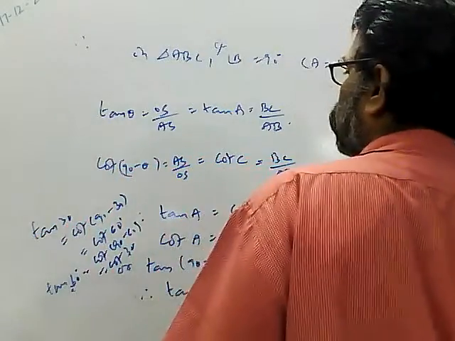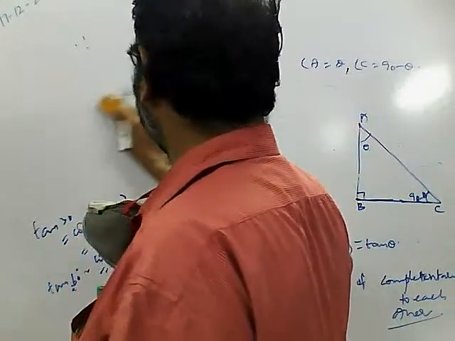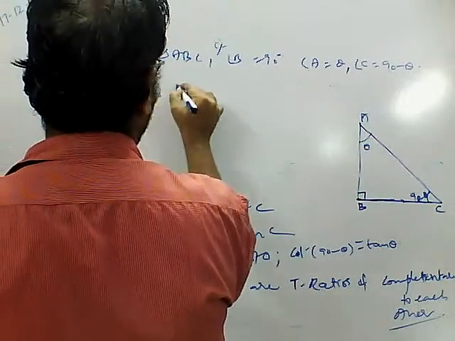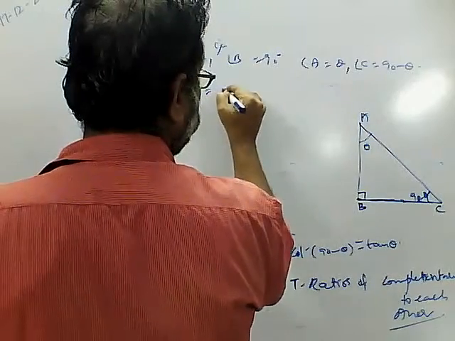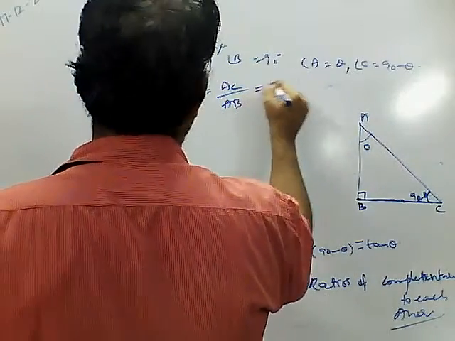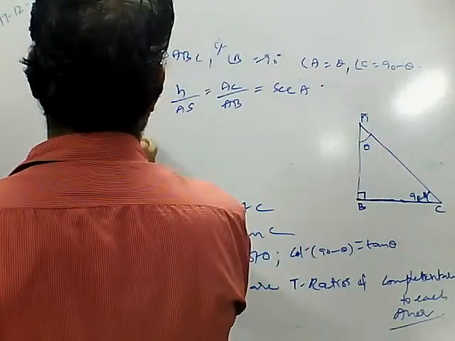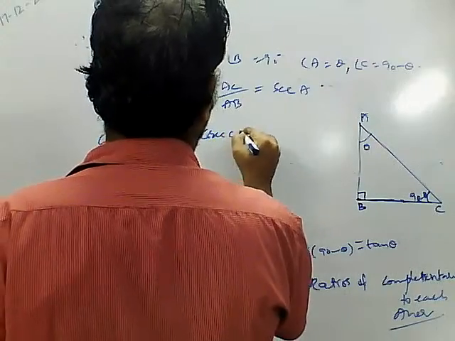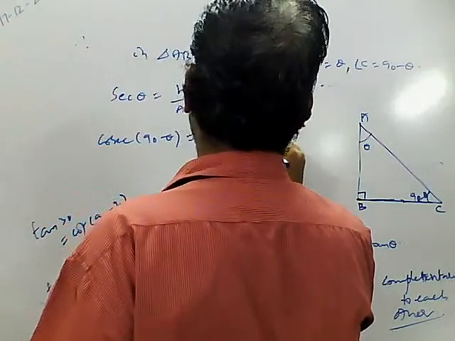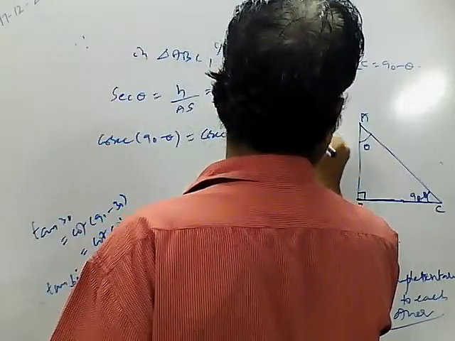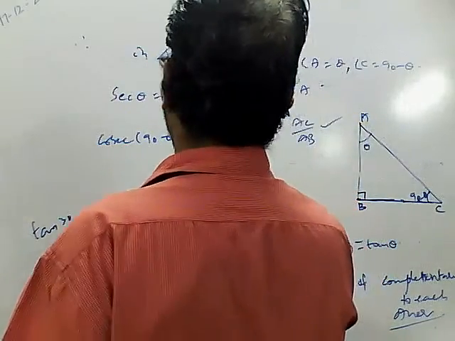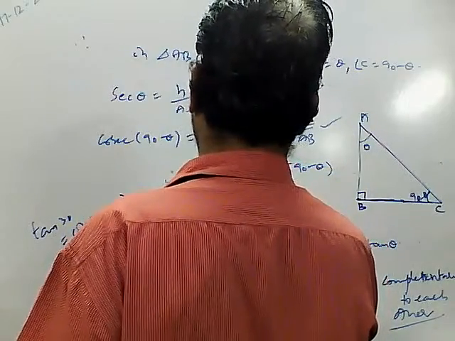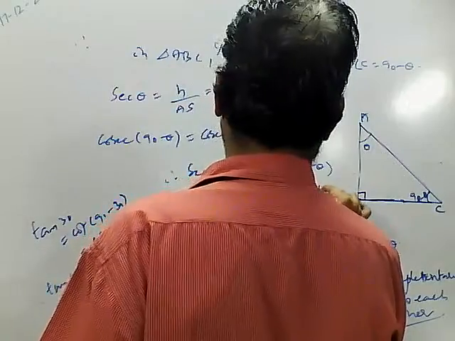Okay. Similarly, in the same way you take secant and cosecant. So secant theta is equal to hypotenuse by adjacent side, which is equal to AC by AB, which is equal to secant A. Cosecant 90 minus theta is equal to cosecant C, which is equal to hypotenuse by opposite side, which is equal to AC by AB. Therefore, secant theta is equal to cosecant 90 minus theta. Cosecant theta is equal to secant 90 minus theta.